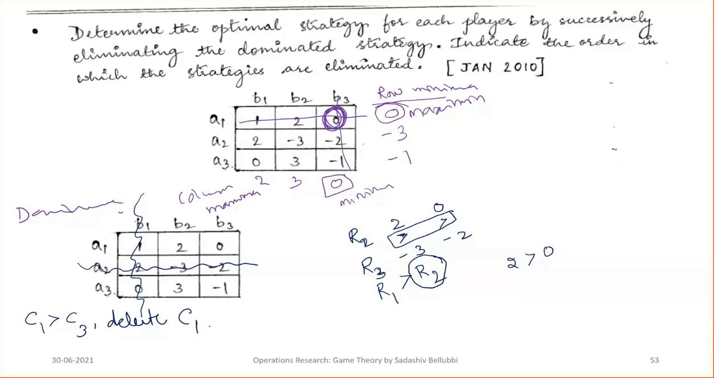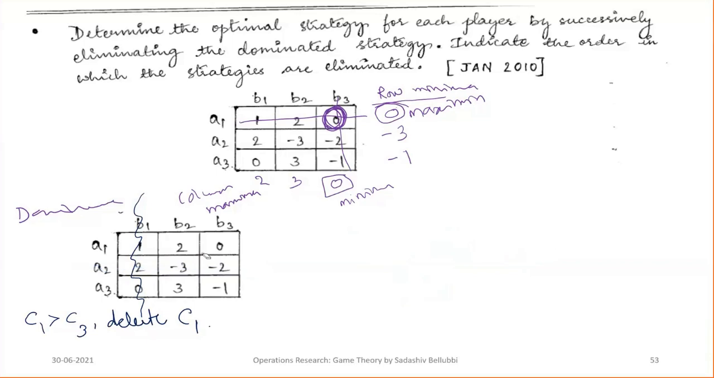Okay, I made a mistake here. We were comparing row wise, but I have taken the column values. Now if you compare row 1 and row 2, in row 1, 2 is greater than minus 3, and 0 is greater than minus 2. So it means all the values of row 1 are higher, so then we can delete R2. Okay, it's fine. R2 is deleted.